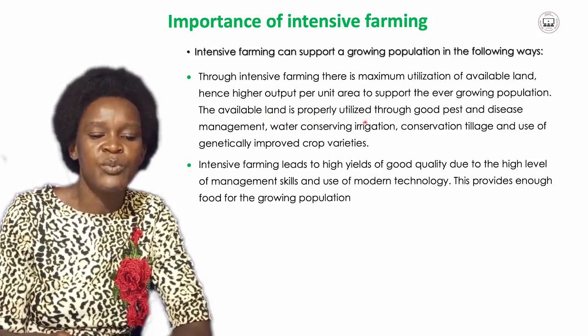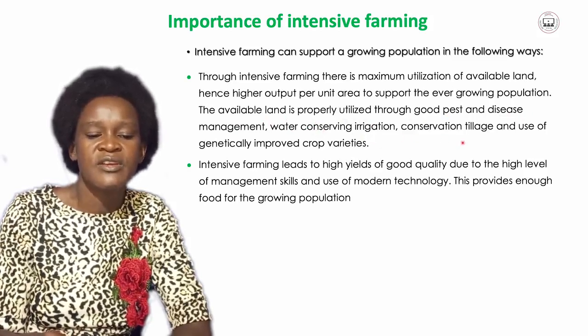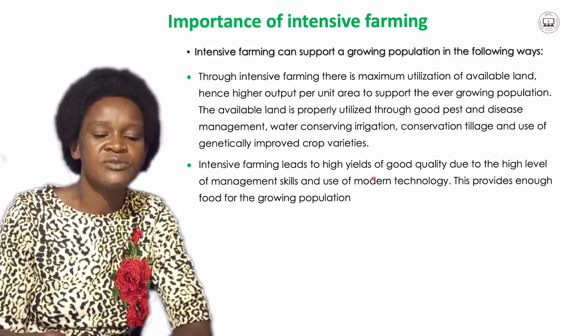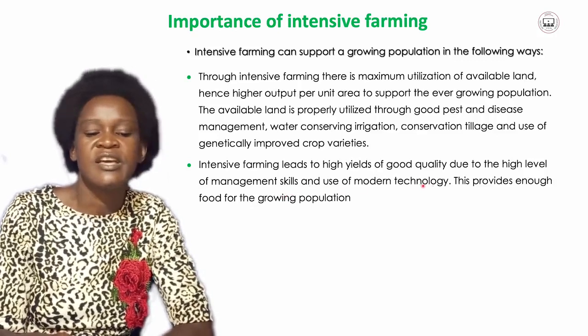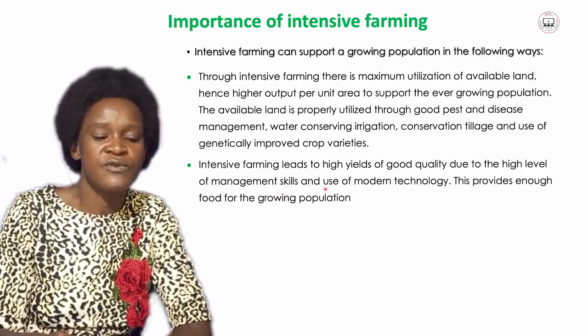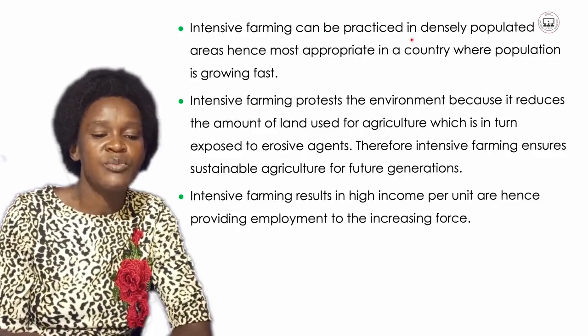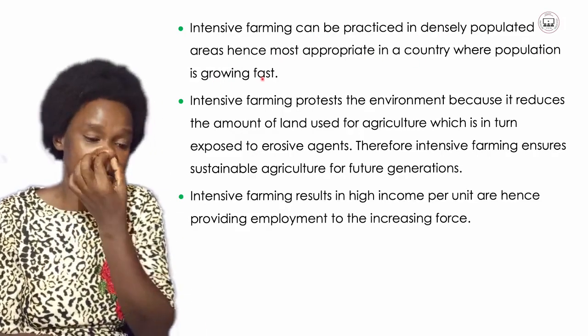The available land is properly utilized through good pest and disease management, water conserving irrigation, conservation tillage, and use of genetically improved crop varieties. And also intensive farming leads to high yields of good quality due to a high level of management skills and use of modern technology. So this provides enough food for the growing population. Intensive farming can also be practiced in densely populated areas, hence it is most appropriate in a country where population is growing fast.